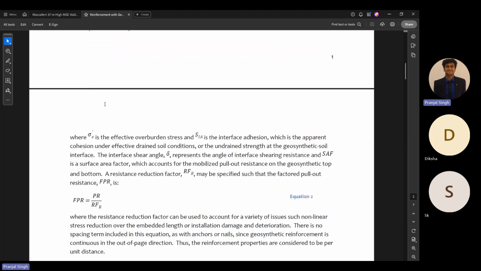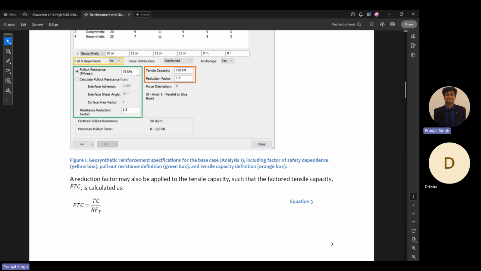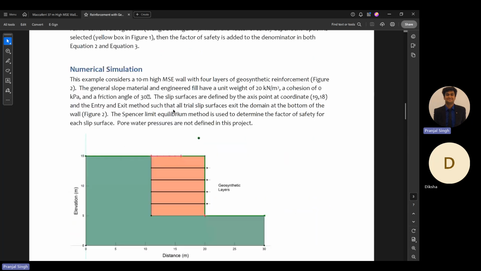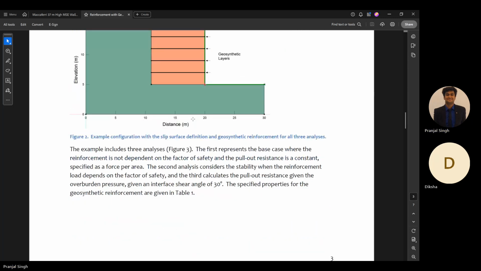So then we discussed multiple cases. The first case is when the pull-out resistance was constant. This represents the bearing case, and then you have tensile capacity. And then we did our numerical analysis for the given case.